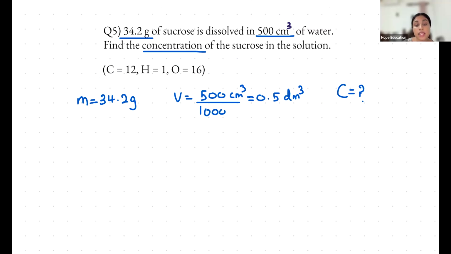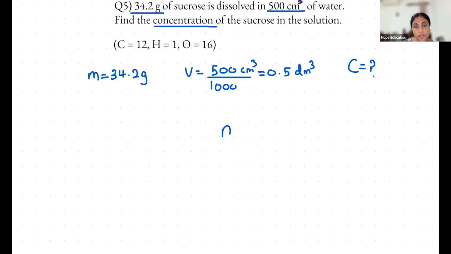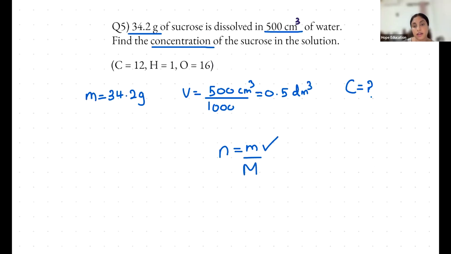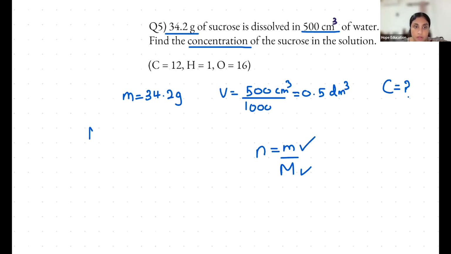First, I use n equals m over M. This is my first step. Because the mass they have given, and the molar mass I can find. From that I can get the number of moles. So first I find the molar mass. Molar mass of sucrose. What is the chemical formula of sucrose?